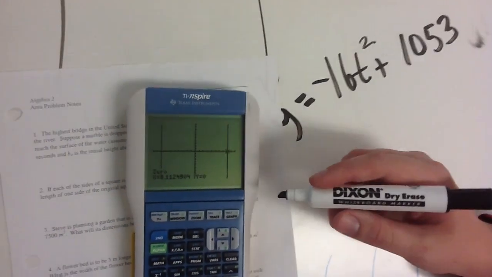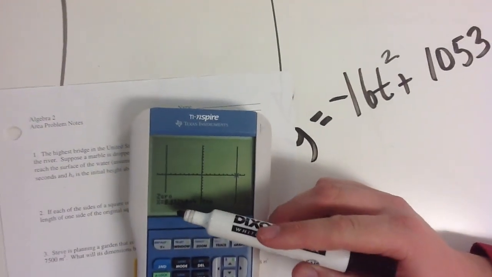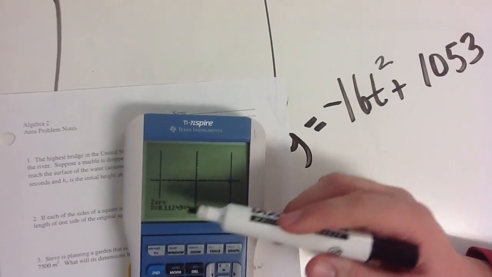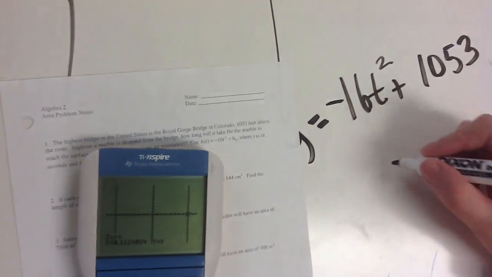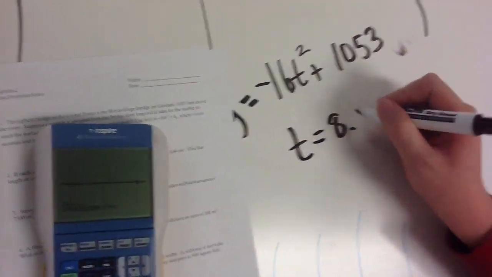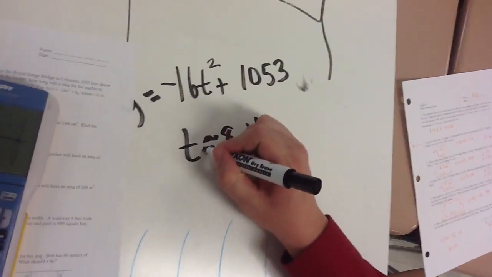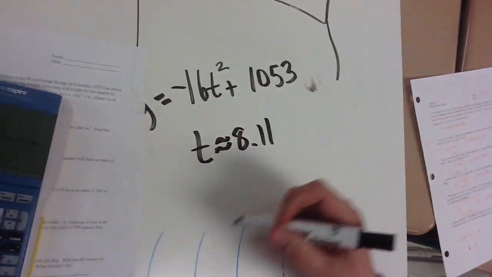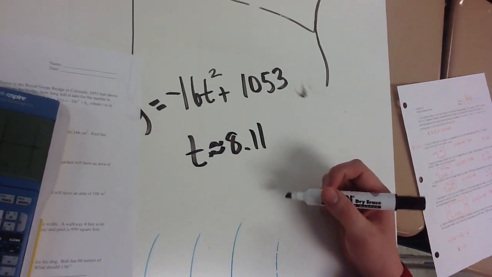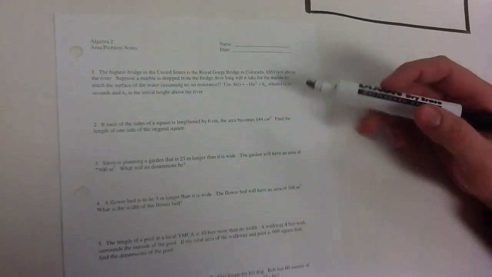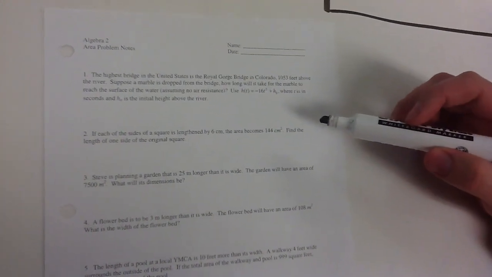Boom, there it is. So my 0, or my time, is going to be approximately 8.11 seconds. So my t would be 8.11. And let's do the little squigglies in here because that tells me approximate, because I don't feel like writing the 24904 and whatever else follows.